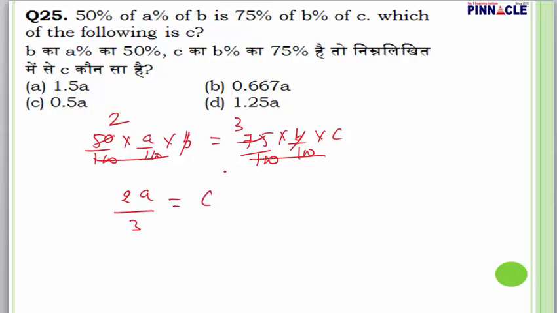Question is, which of the following is C? C would be 0.667A. Answer would be B.